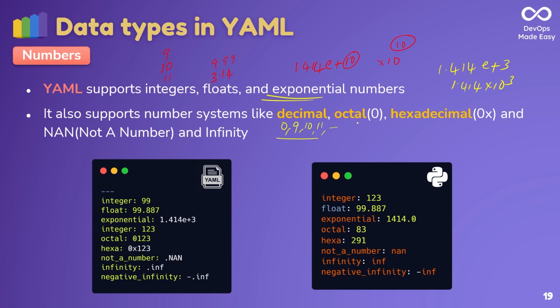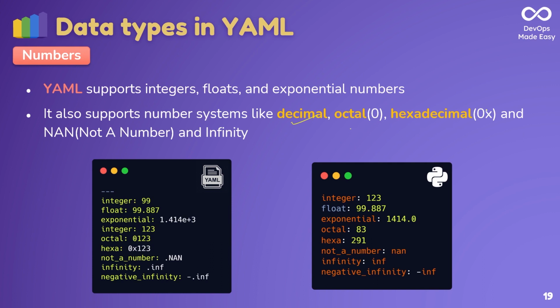And the octal values. So I can have the octal values, and octals have to be indicated starting with 0. That means if I have to indicate 7, it should be 07. So we have number systems like octal, hexadecimal, binary, and decimal, and these can also be mentioned in YAML.